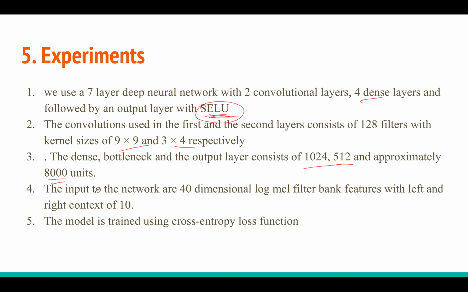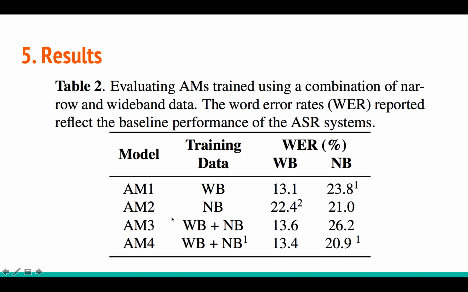And coming to the input side, they have 40-dimensional log filter bank energies with left and right context of 10. Basically, they stack the left 10 and right 10 vectors, and feed it to the model. And the model is trained using a cross entropy loss function, obviously, right?